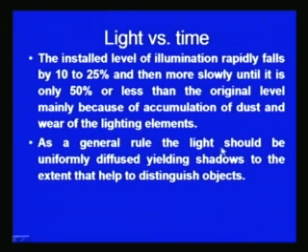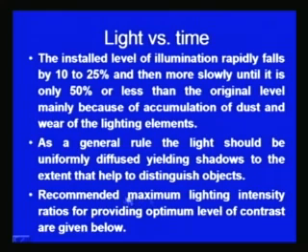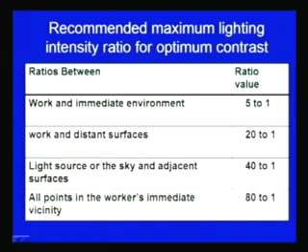As a general rule, light should be uniformly diffused so that the objects can be distinguished easily, and a diffuse light is obtained. And the recommended maximum lighting intensity ratios for an optimum level of contrast for carrying out the job effectively have been given in this slide. The ratio of the light intensities for optimum contrast between the object and the surroundings should be maintained according to this table.